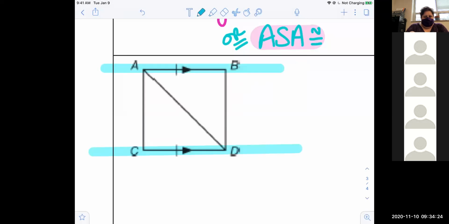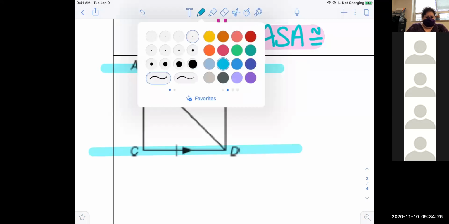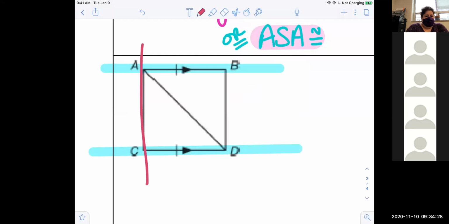So maybe it's helpful to look at this segment as a transversal. Maybe it's helpful to look at this line as a transversal, or maybe this line as a transversal. Okay, so if we're using those parallel lines, which of those transversals will be helpful to give us angles that we could use in the two different triangles? Helpful to use this one, or this one, the diagonal one. Okay, Kara, what do you notice?